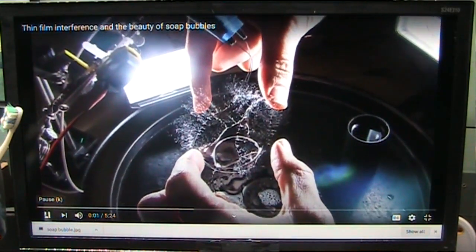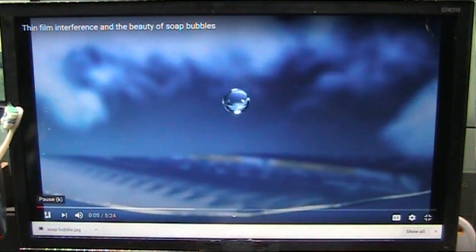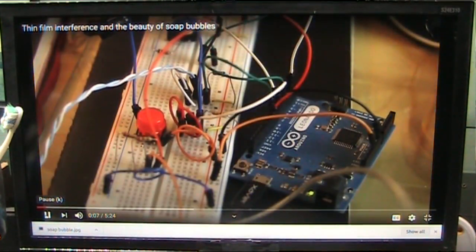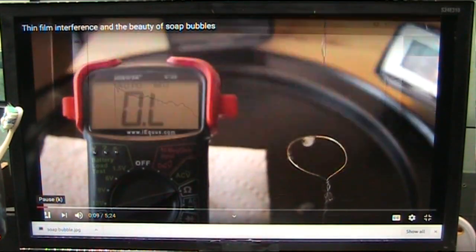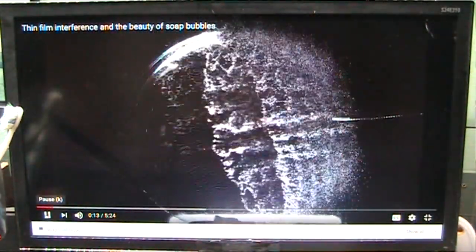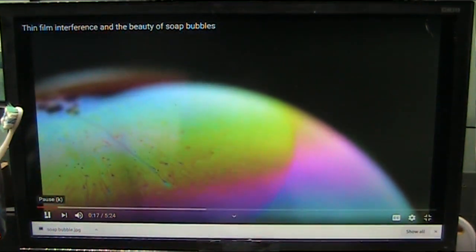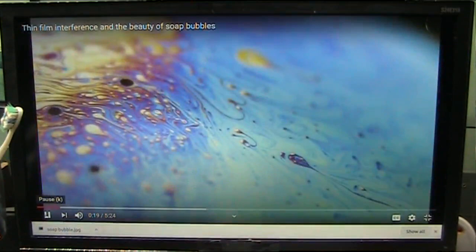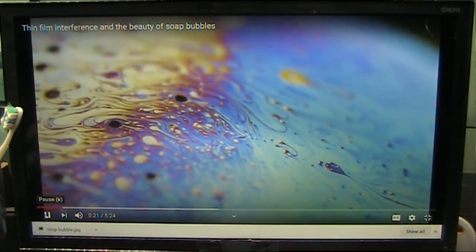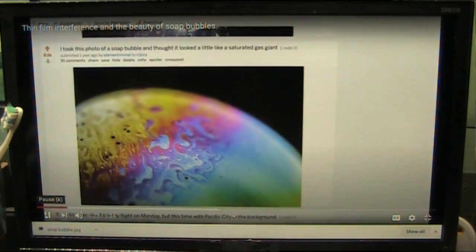When I was working on my high-speed photography setup a while back, I started messing with soap bubbles and films. I was trying to make a system to detect the exact moment a bubble pops for a high-speed photography project, and it actually worked. But along the way, I became entranced by the surprising beauty of these soap bubbles. To me, they kind of look like a vibrant gas giant planet, and I was so excited about this that I posted it to Reddit.